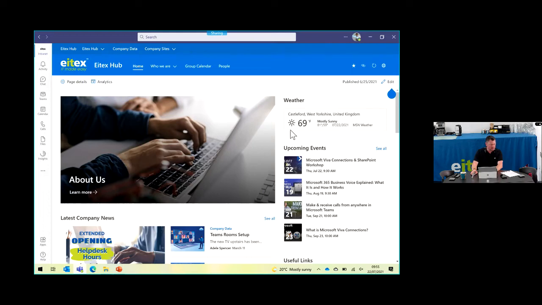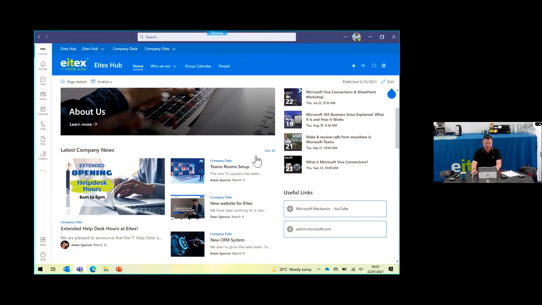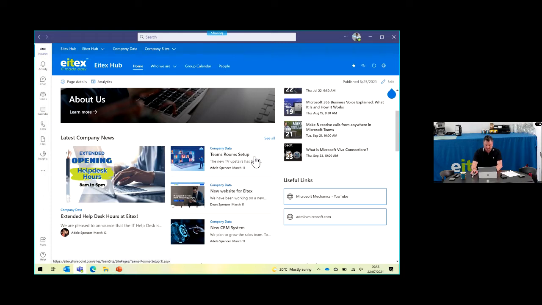Now, going back down here to Teams Rooms Setup, I'm going to use this as an example. By using SharePoint in Teams, you can share the same information in both platforms. But what that means is that it allows you to search on that same information as well. I'm just using Teams Rooms because you can see that here. What I'm going to do is search on Teams Rooms here.